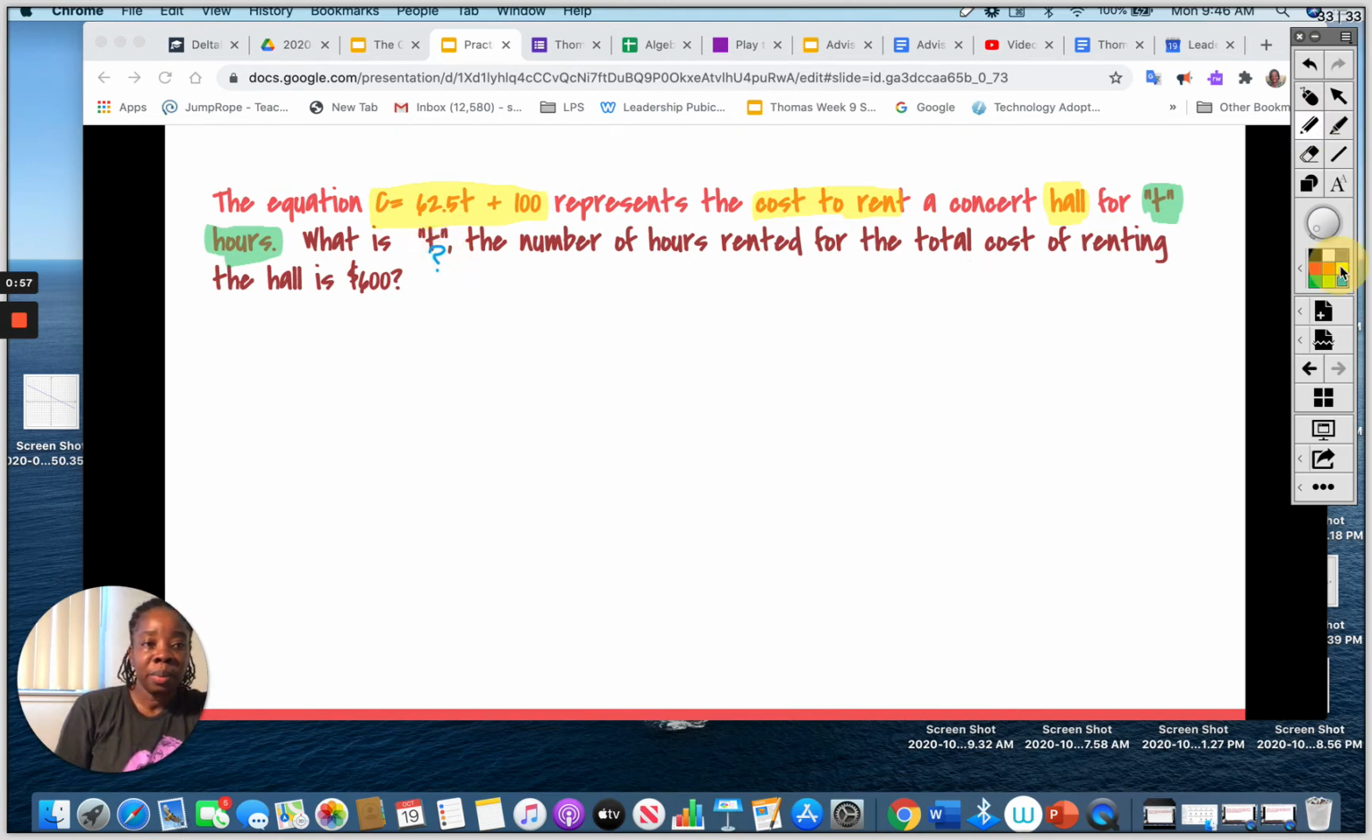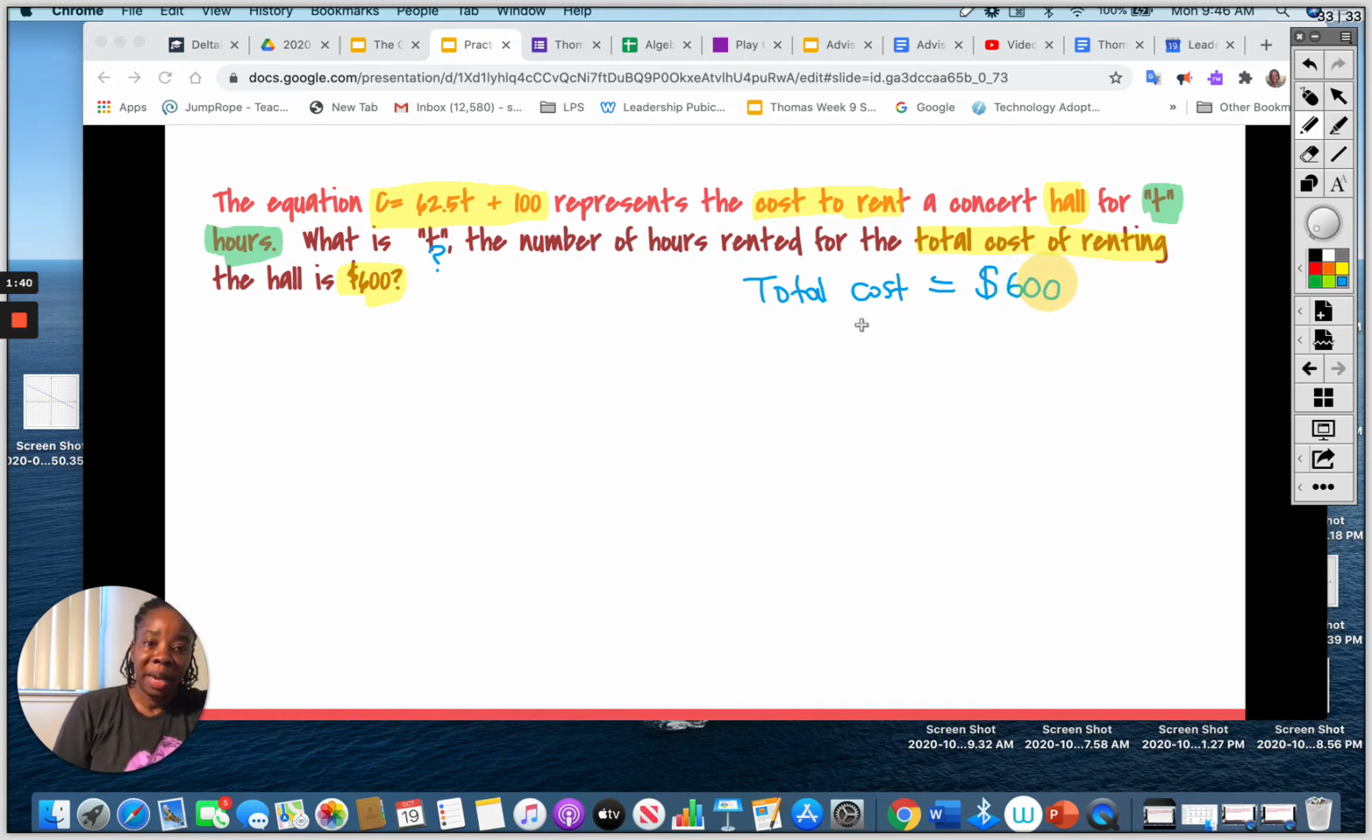And then another important piece is they told me that the total cost of renting in this particular instance, sorry, I want to just get my colors right. Total cost of renting in this case was equal to $600. The next thing I do is once I have that information, I kind of pull it out of my question. So I know that total cost was equal to $600, and I am connecting that to my output.